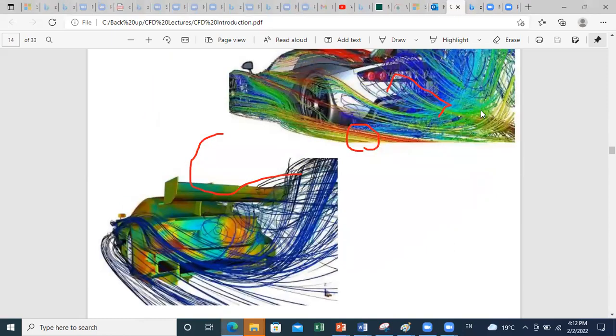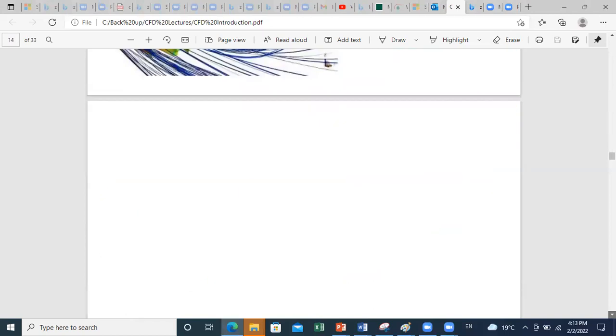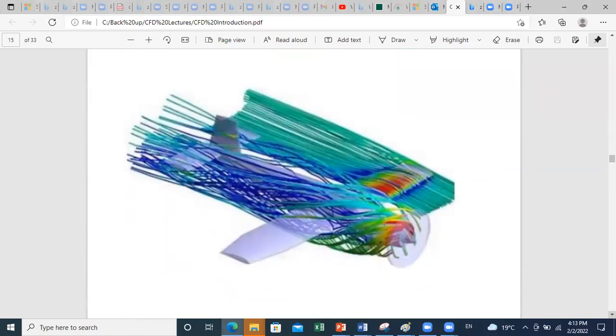You can see here, for example, the spoiler at the back of your car. The curves of the body of your car will largely affect the drag and lift forces acting on your car, and the shape can be optimized for better performance. Here we can see, for example, design of airplanes. So here you have a lot of things to investigate.